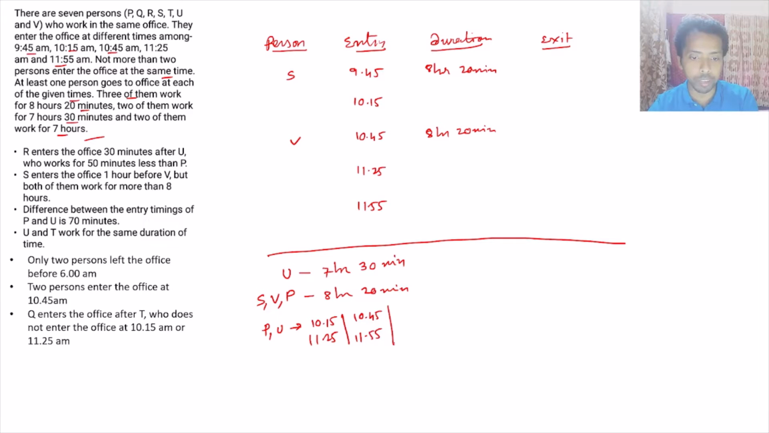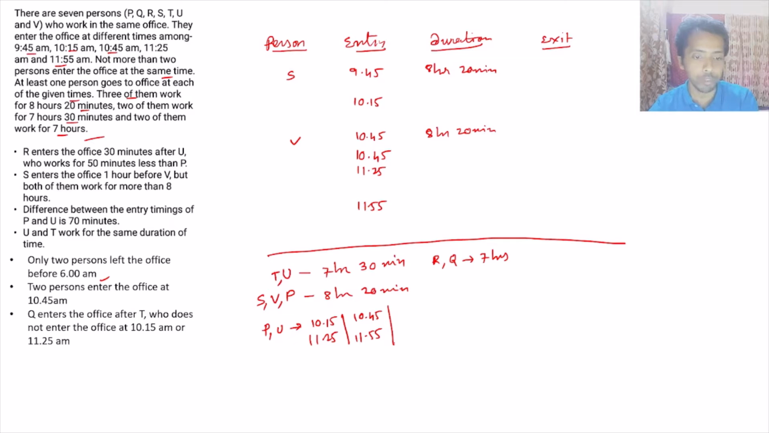U and T work for the same time duration. U is already at 7 hours 30 minutes, so T is here. Now 2 of them work for 7 hours 30 minutes and 2 of them for 7 hours. That means R and Q work for 7 hours. Only 2 persons left the office before 6 am. This is the kind of statement we will use later to verify the particular table. Now the 2 persons entered the office at 10:45, so obviously one person should be there at 10:45 again.